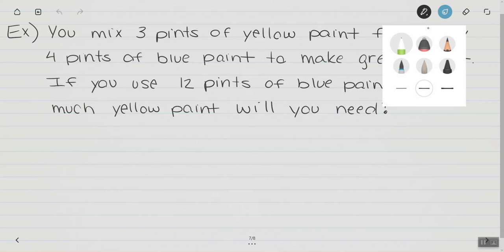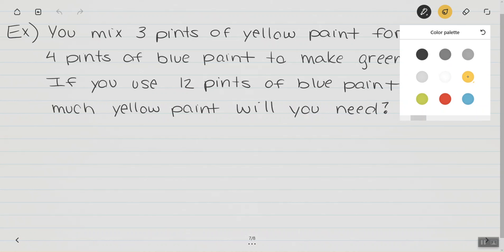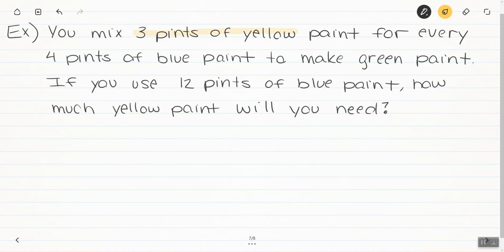So to me, that's saying that there is a ratio there. So I'm going to highlight that. So 3 pints of yellow, 4 pints of blue make green paint. And then it says if I use 12 pints of blue, how much yellow will I need? So I know I'm using 12 pints of blue, and it's asking for how much yellow. All right, so that's going to be like a mystery ratio that's there.